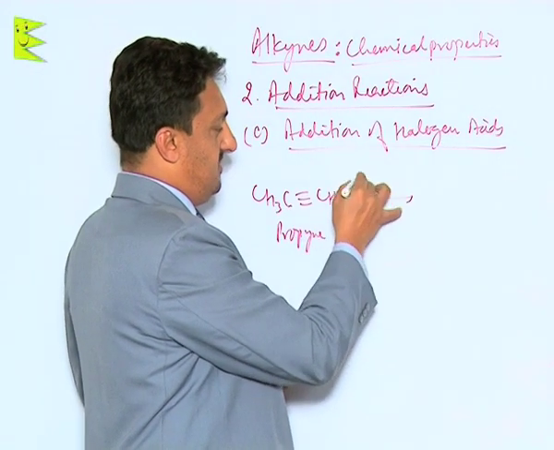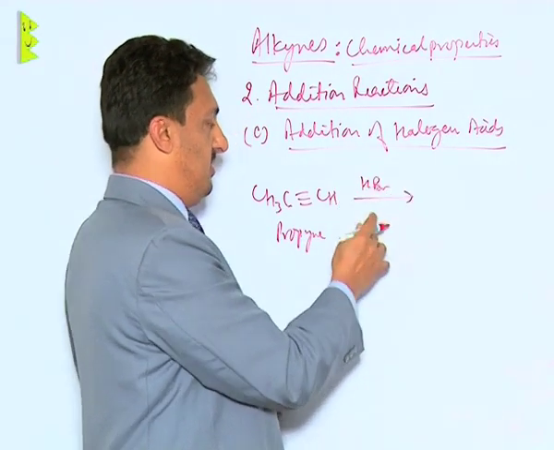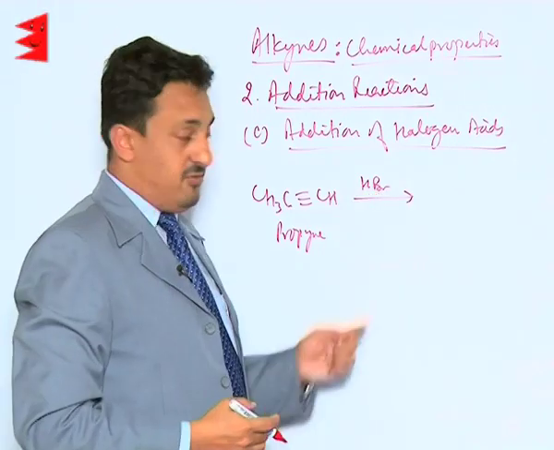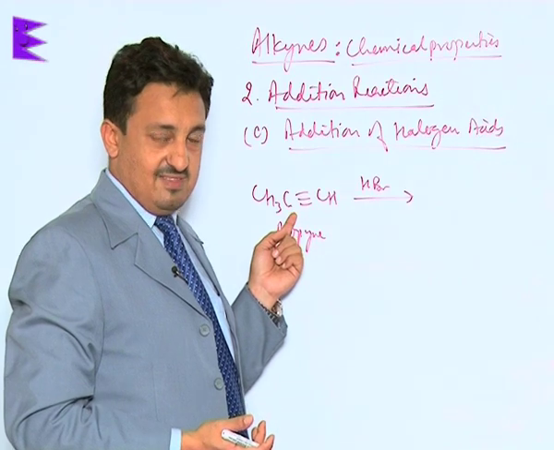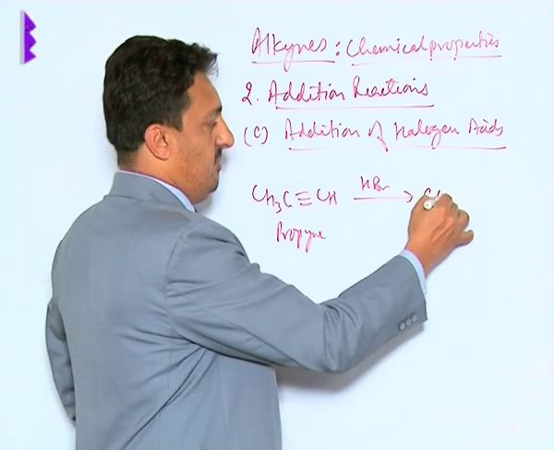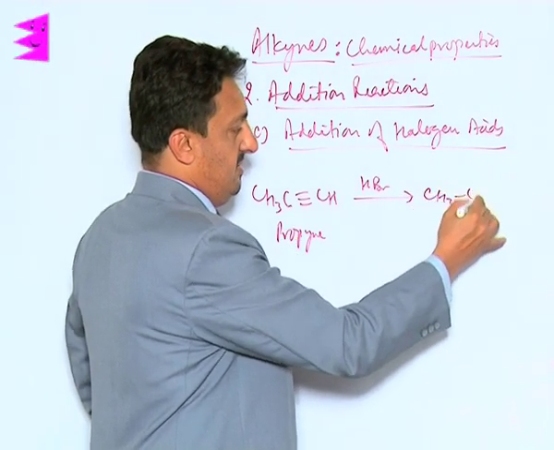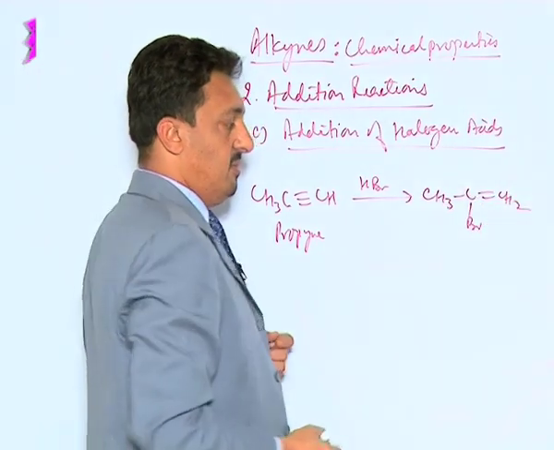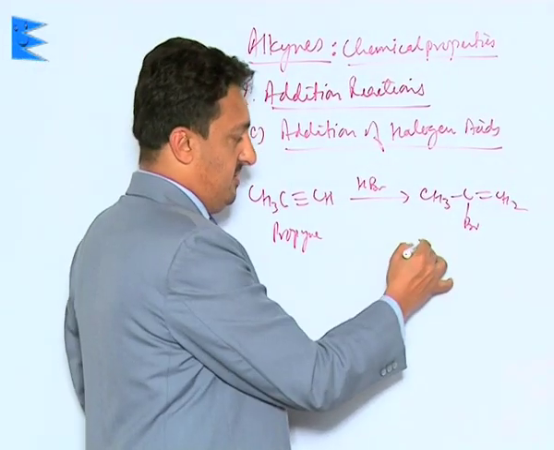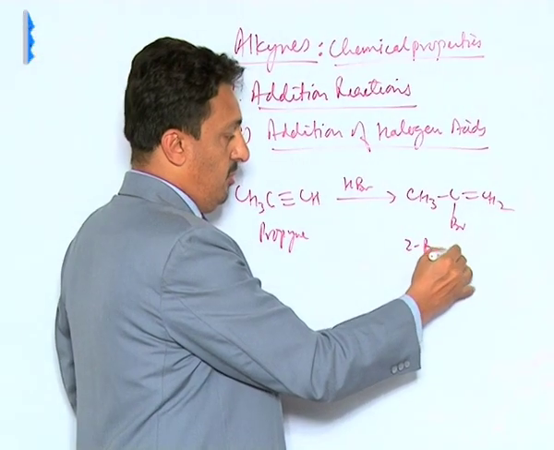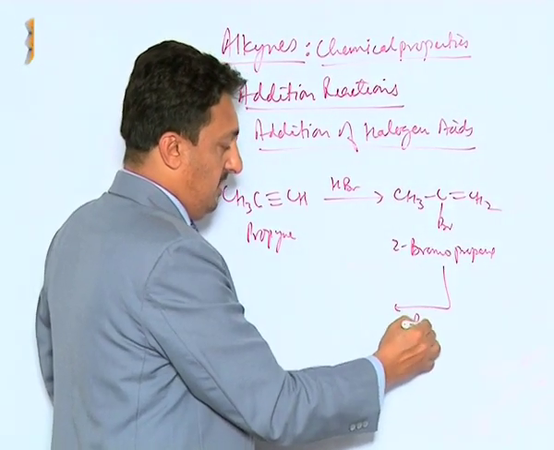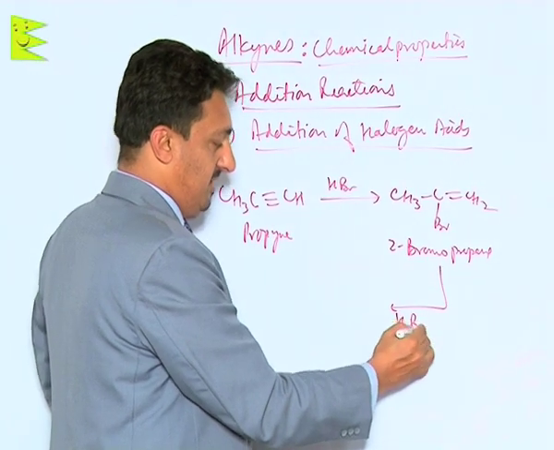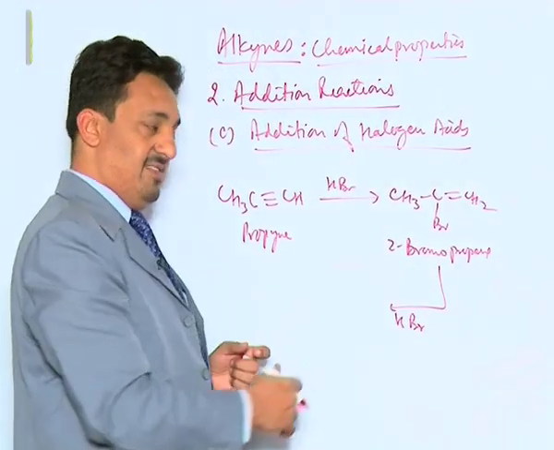When this is reacted with HBr, what we find is, as per Markovnikov's rule, the negative part will go to the more substituted carbon, or the carbon which has a lesser number of hydrogen atoms. So what we get is this product. The product obtained is 2-bromopropene.